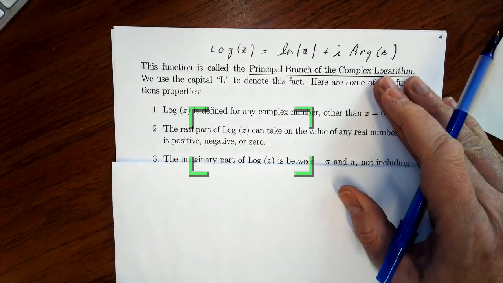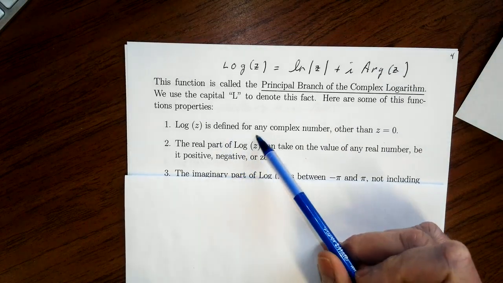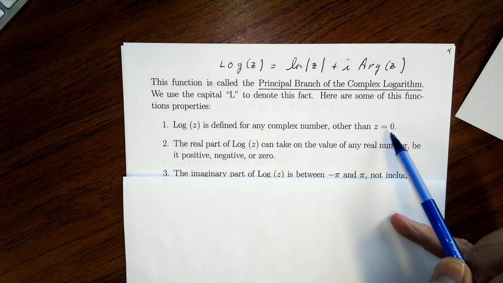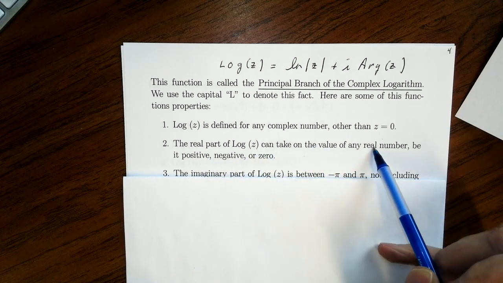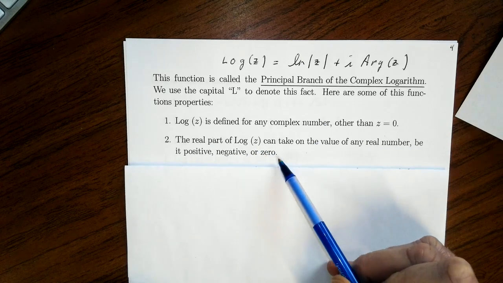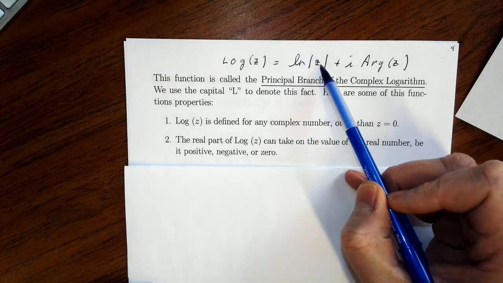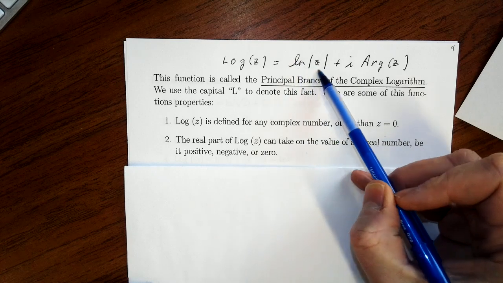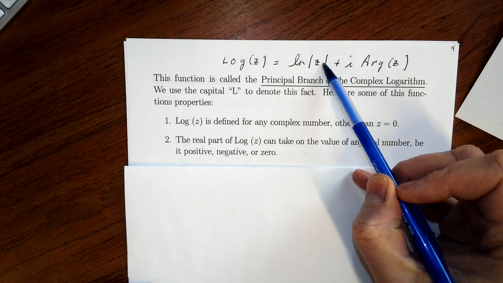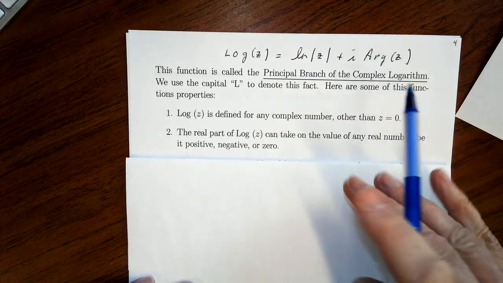Now here are some properties. Log of z is defined for any complex number other than 0. The real part of the log can take on any real value, be it positive or negative. For example, if z was a half, this would be negative. If z was a third, this would be negative. If z was a million, this would be positive.